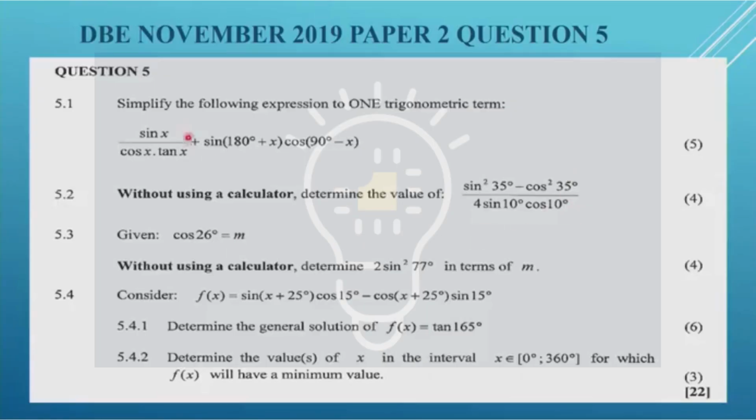Question 5.4 says, consider f of x is equal to sine of x plus 25 degrees times cosine 15 degrees, minus cosine of x plus 25 degrees multiplied by sine of 15 degrees. What we need to do at this juncture is to recognize that here we have an identity that is lurking in an interesting format. Can you see that this looks like the sine of alpha minus beta formula? So then we are told, determine the general solution if that is equal to the tangent of 165 degrees. Now we know that 165 degrees is in the second quadrant.